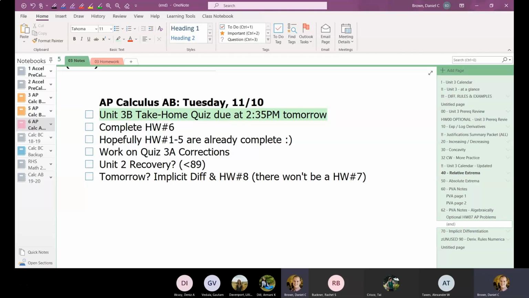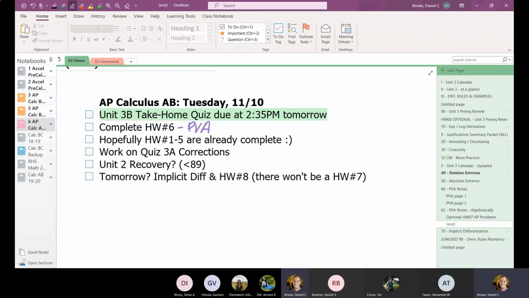Homework 6 is the PBA homework that you can continue working on. I know many of you were working on that yesterday. Remember, you're only assigned to do half of those problems. You're more than welcome to go back and do all of them if you need some extra practice. Homeworks 1 through 5 should be complete, but if not, there's your reminder to complete them. Other things you can be doing: Unit Quiz 3A corrections, those go in the briefcase binder. Unit 2 recovery, if that was below an 89, then you have that opportunity.